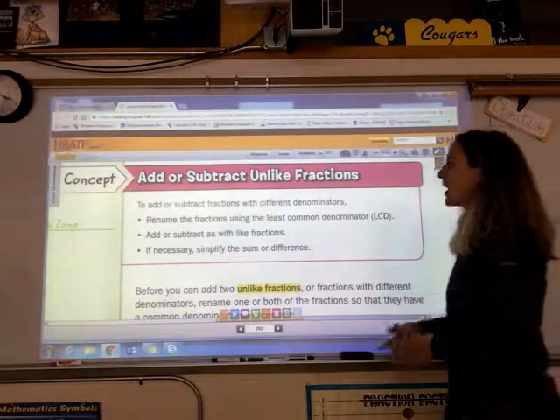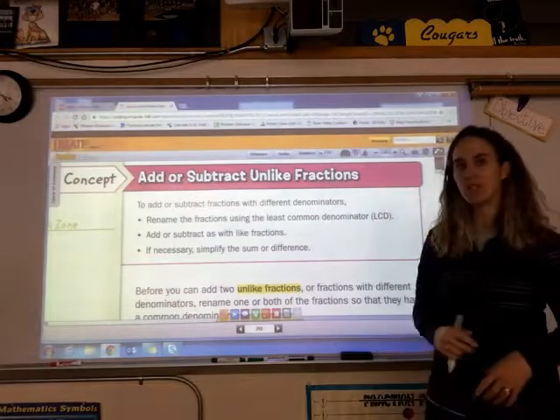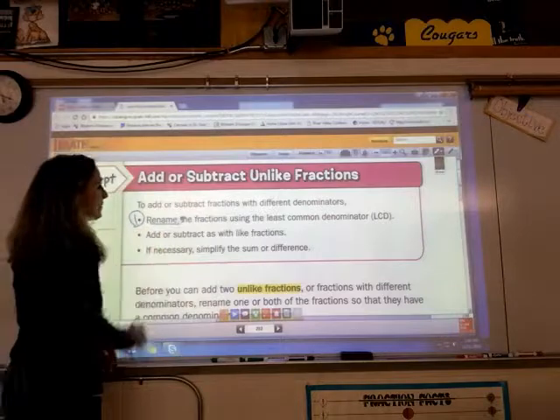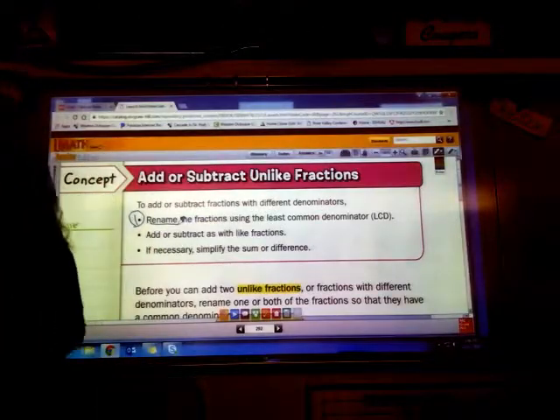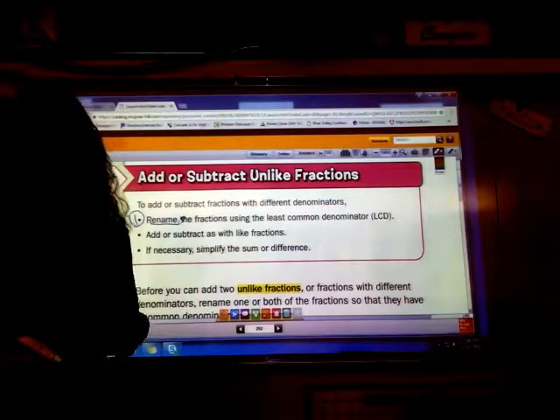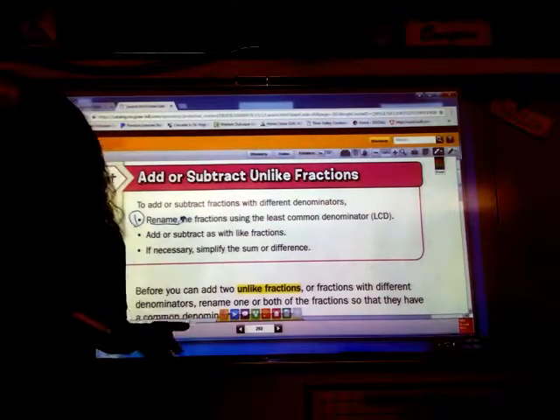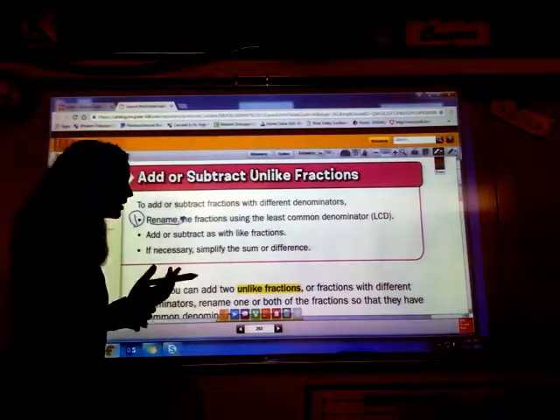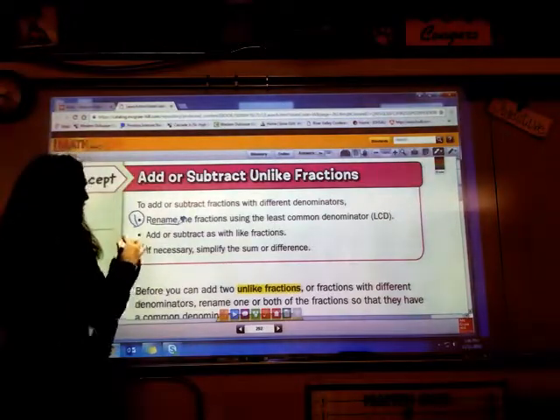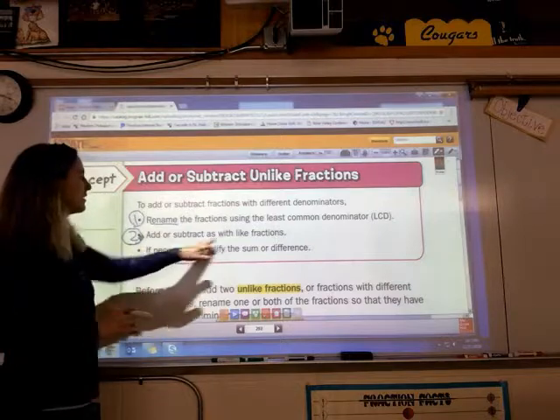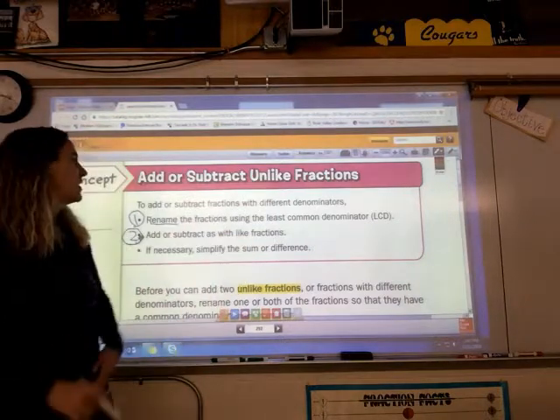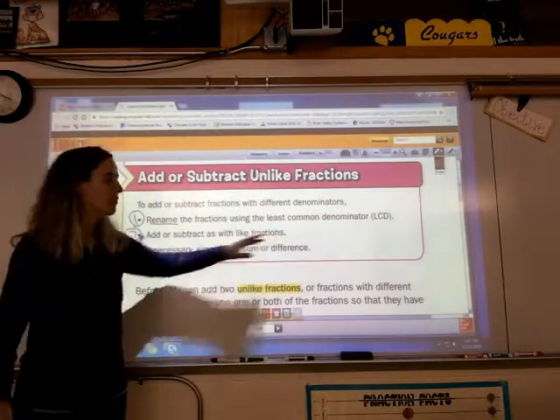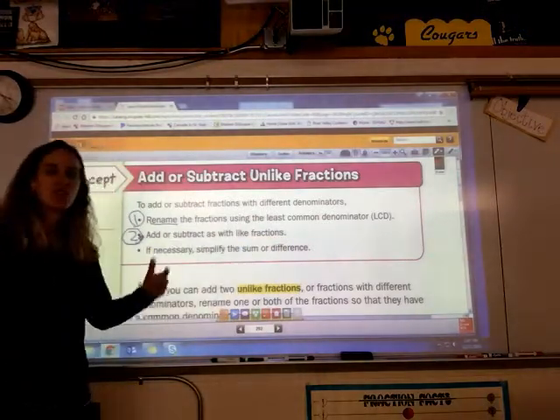It says to add or subtract fractions with different denominators, the first thing we want to do is rename the fractions using the least common denominator. So you're going to be thinking in terms of multiples and what your current denominators are, and what numbers those denominators would be multiples of. Second thing is adding or subtracting with your like fractions. Okay, so right here is basically the step that we started with on lesson 3. Once you get it as like fractions, then you're going to be doing the same thing.